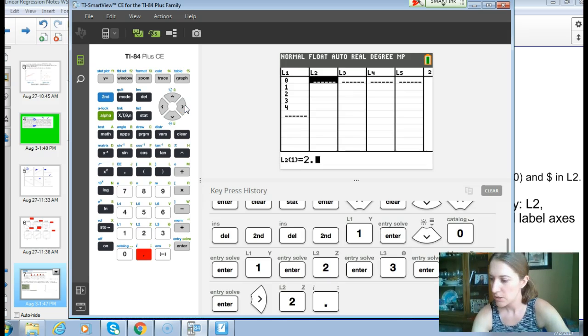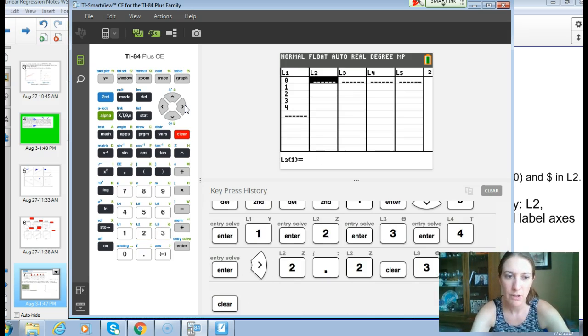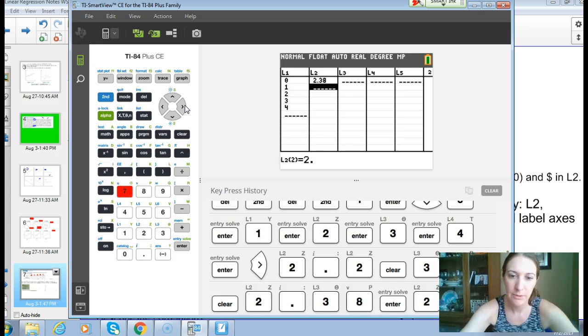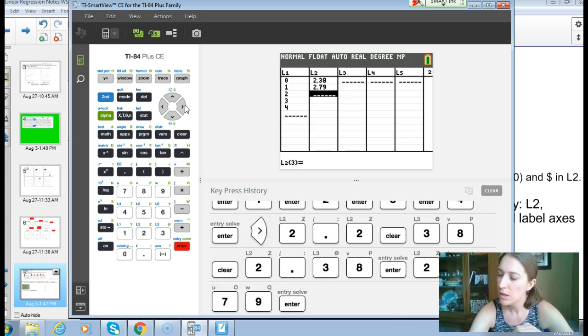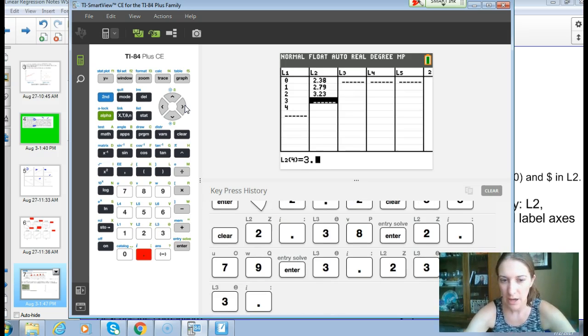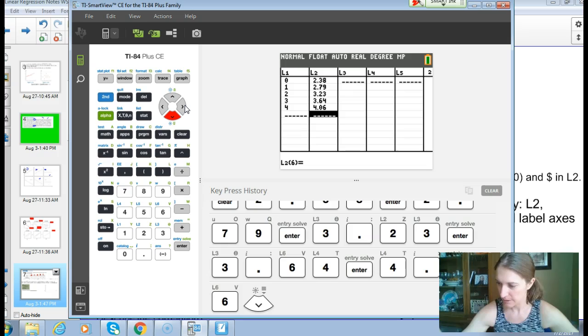So 2.38. Jeepers creepers. 2.38, enter. 2.79. Usually I have to slow myself down because I talk and write too fast, but man, am I slow today. All right, 3.64. 4.06. And then before I do all this work, I want to make sure I double check my entries. You know me.